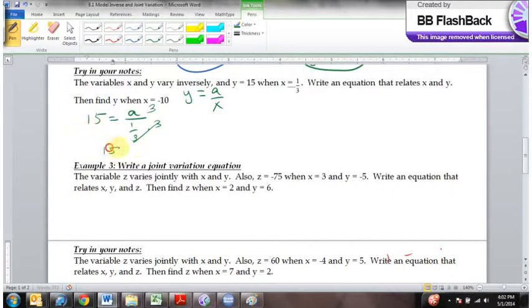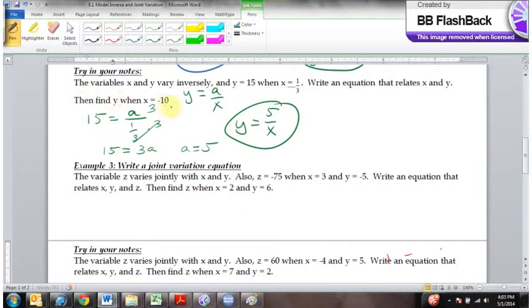So I have 15 equals a equals, divide both sides by 3, a equals 5. So let's plug that into y equals a over x. So our answer is y equals 5 over x. We have just written an equation that relates x to y.